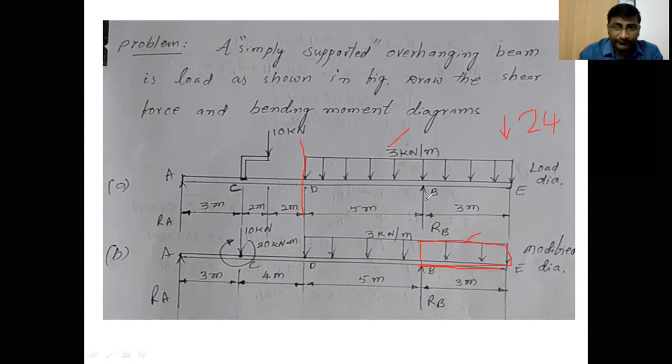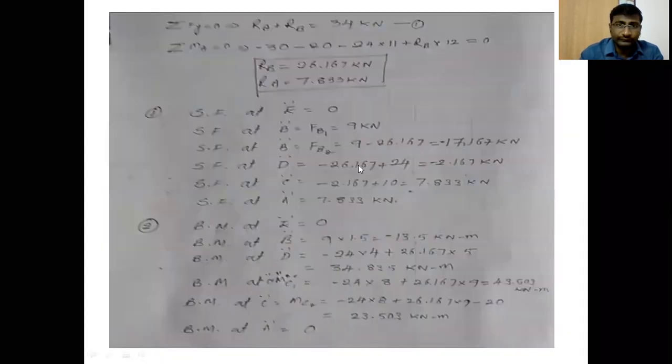And then RB is also there, which is in the upward direction, so it is negative. We can write 24 minus RB as the shear force at point D. There are no other forces on the right side. So shear force at point D is equal to 24 minus RB. Minus RB means minus 26.167. Then we get minus 2.167 kilonewtons. So shear force at point D is minus 2.167 kilonewtons.